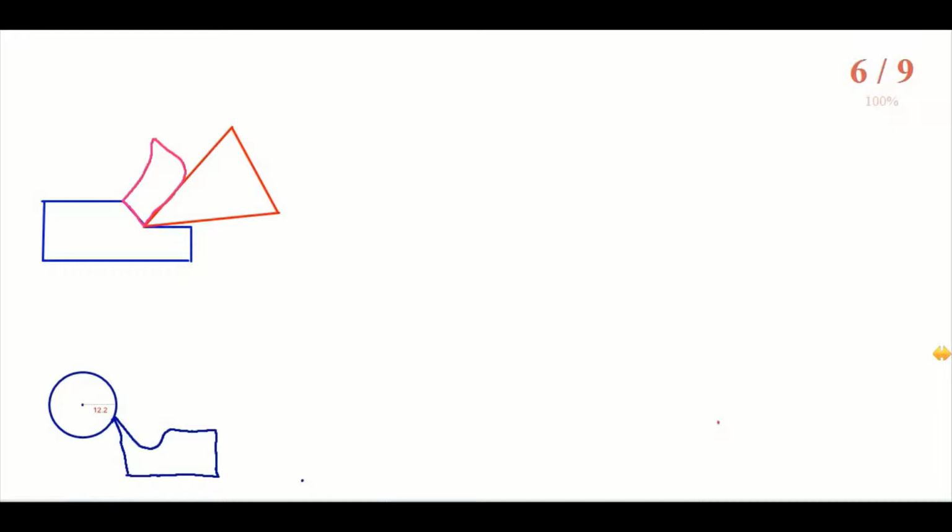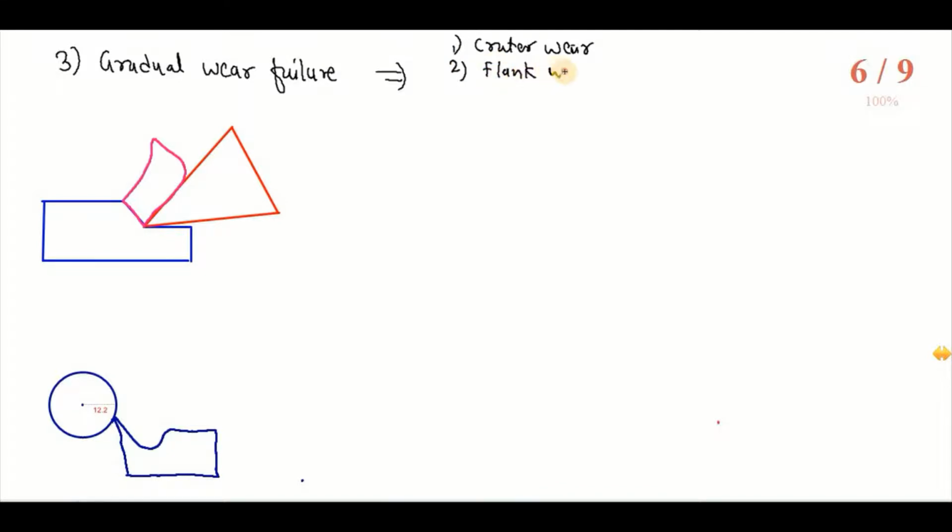Then the third mode of failure is gradual wear. Due to gradual wear failure, we get two types of wear. One is crater wear, and the second is flank wear. First we will see what is meant by crater wear.